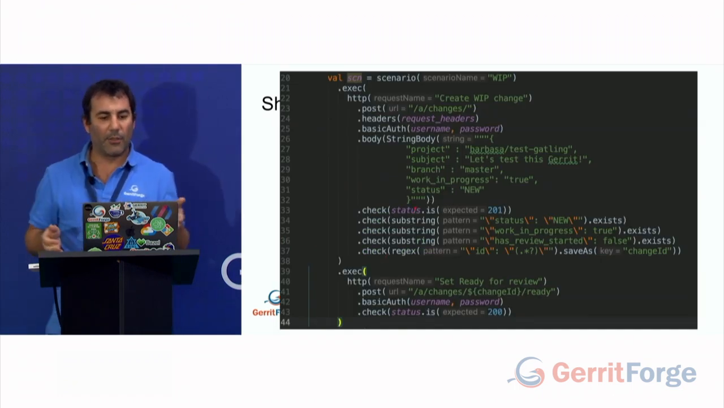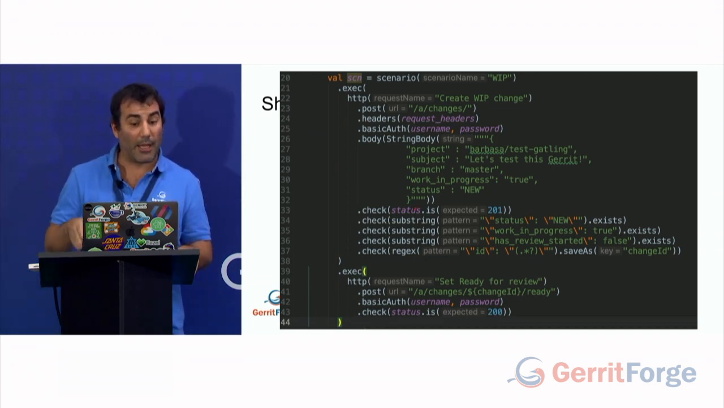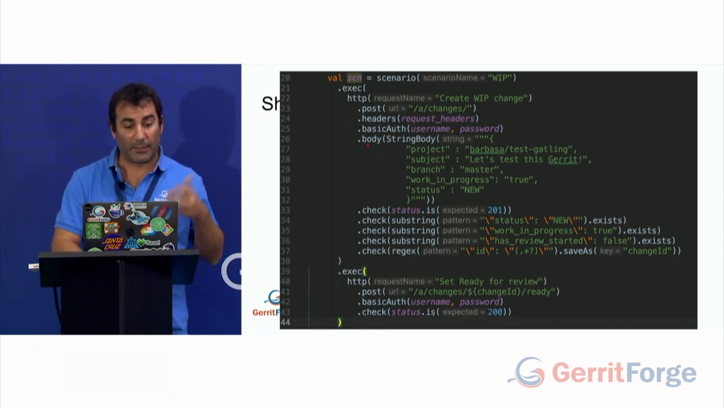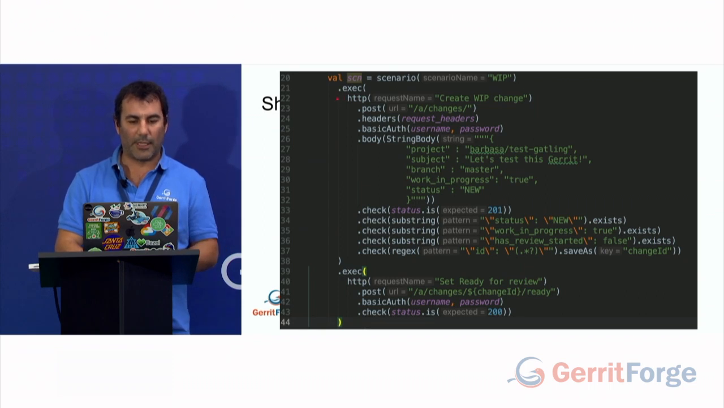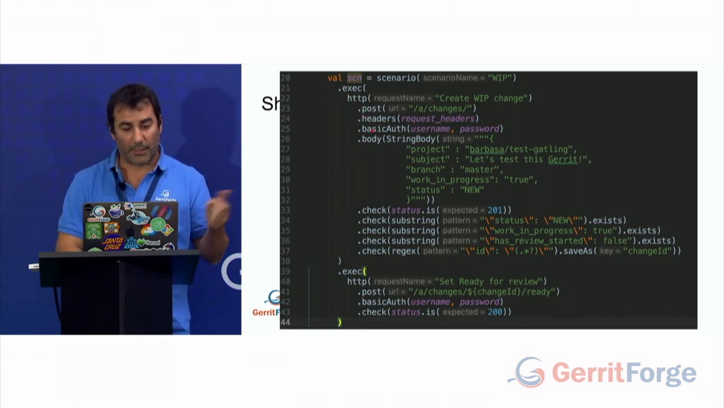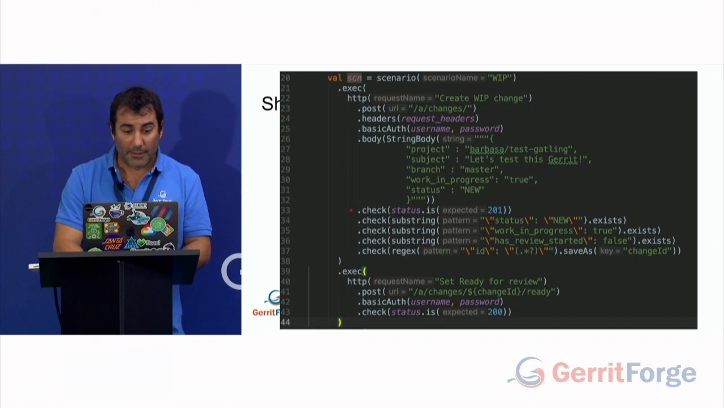This is another example of scenario. So this scenario is basically hitting some Gerrit APIs. So in this specific case, what I'm doing, I'm creating a change. I'm just saying, okay, this is an HTTP request. Just post it to this URL. This is the header that I want to inject. This is the username and password for basic authentication. And this is my body. That's it. Easy. And these are the checks that I want to do on the response.